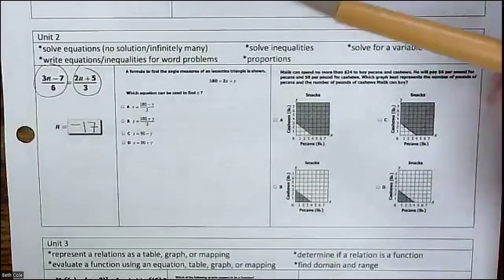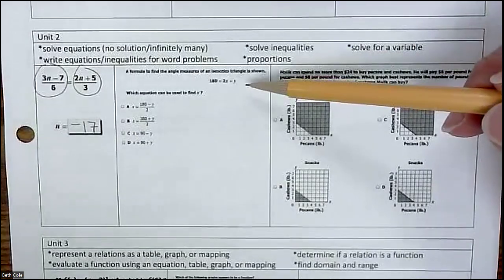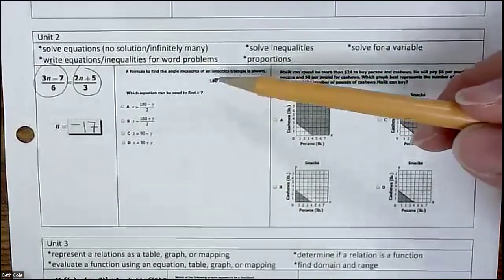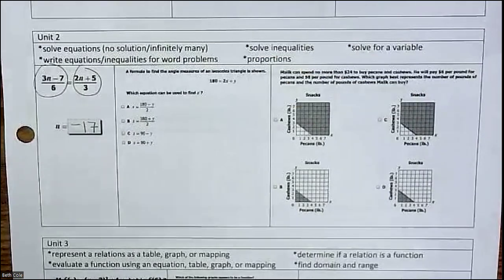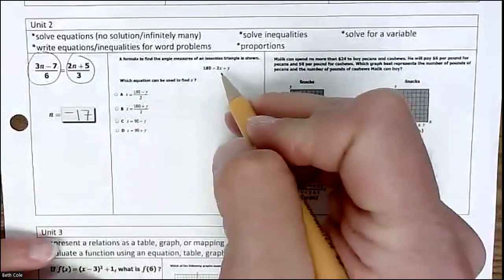All right, a formula to find angle measures of an isosceles triangle is shown. None of those words really matter. What's important is the formula there, so don't let that throw you off, right? Which equation can be used to find x? That means get x by itself.